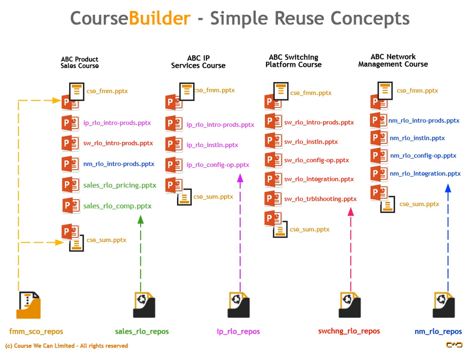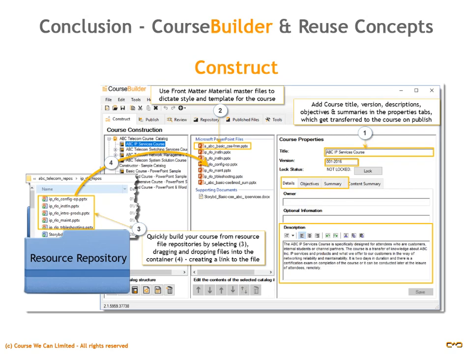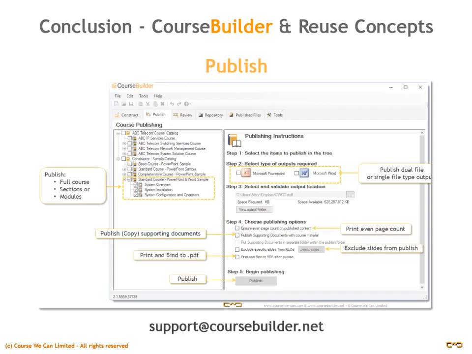Once a sales developer adds administrative details via the course properties form on CourseBuilder, such as course title, course description, and course objectives, they can then publish the course. It is as simple and efficient as that. That concludes the introduction to reuse concepts with instructor-led learning content using CourseBuilder.